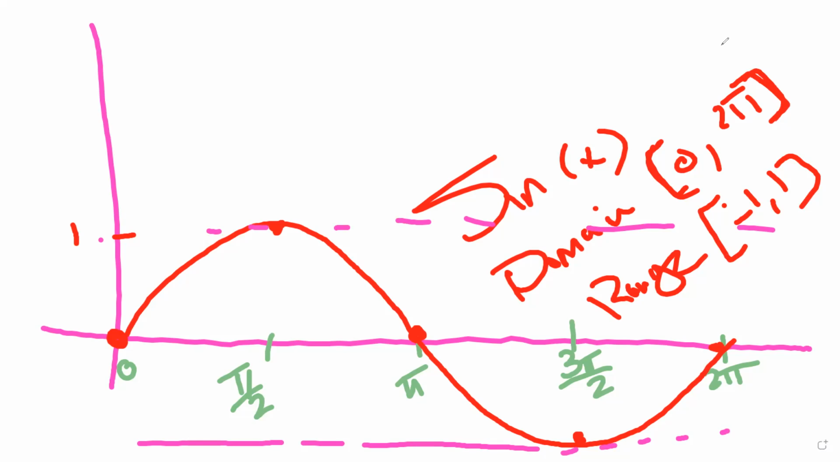This is the range, and the domain here, you can say it's from 0 to 2 pi as one cycle, or some of the books write it as from negative pi over 2 to pi over 2. It will be correct either way.